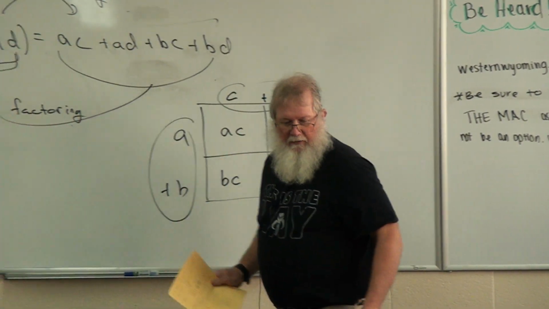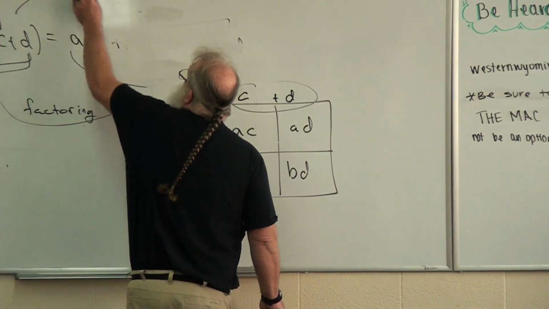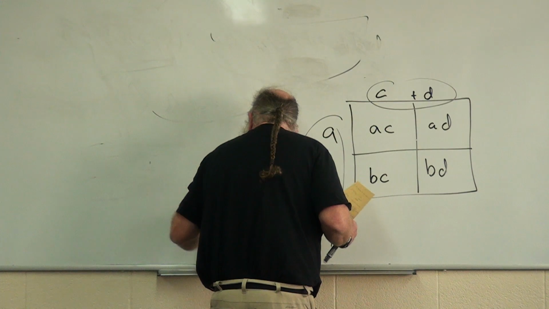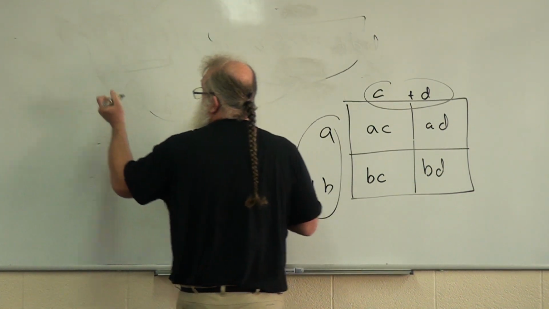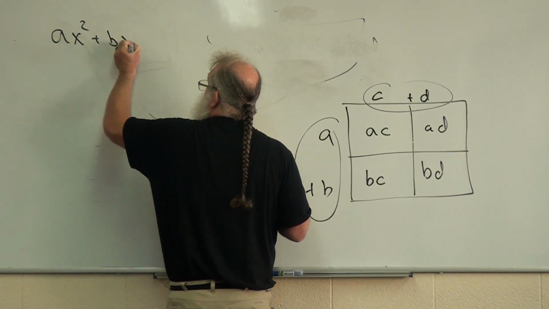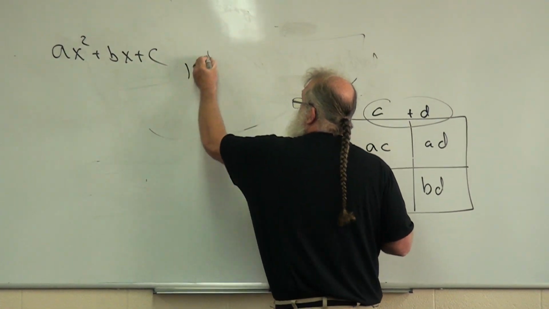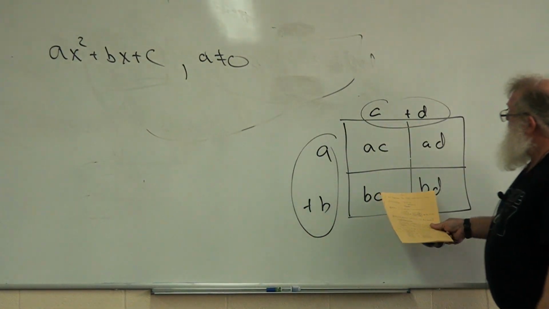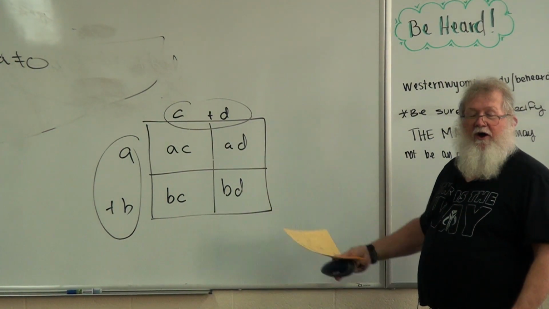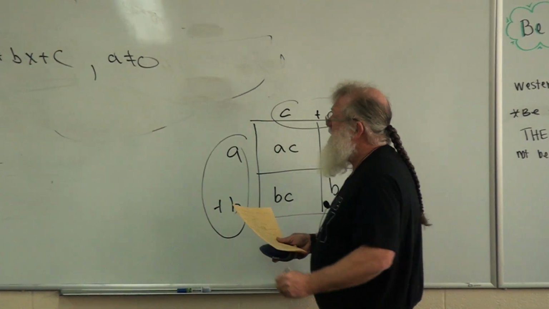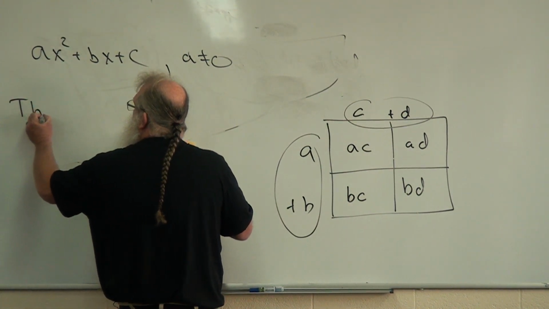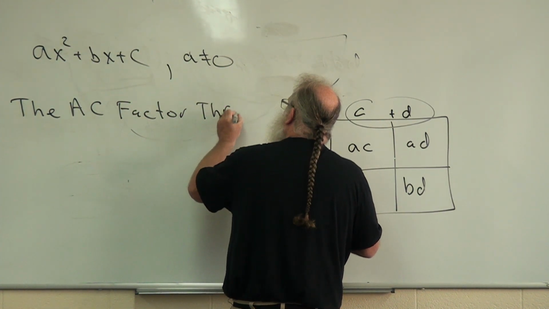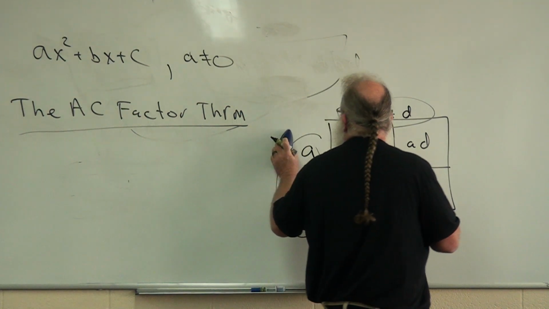So we're going to use a box to factor. Our problem is this: we're factoring these types of expressions, ax squared plus bx plus c, where a does not equal 0. How many terms do we see here, class? We see 3. How many terms do we need for our box? 4. So we've got to get clever about this. And this leads us to what's called the AC factor theorem. And it says the following.